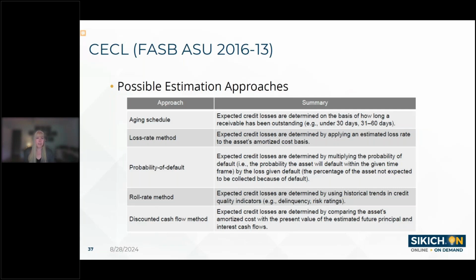So CECL does not specify any particular estimation approach. So management may use any number of these estimation approaches depending on the financial asset that they're trying to measure. So I won't go through each one of these. They're here for you in the slide if you'd like to take a further look at that. And as a reminder, you're not required to change the estimation approach that you're currently using. You just need to take that estimation approach and layer on current economic conditions and reasonable and supportable forecasts to that historical information, because the historical information alone will not be enough. Okay, next slide.